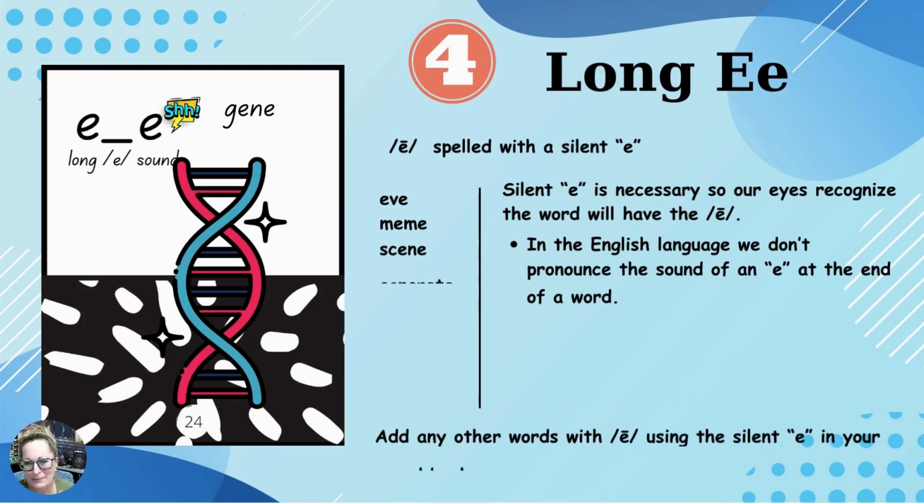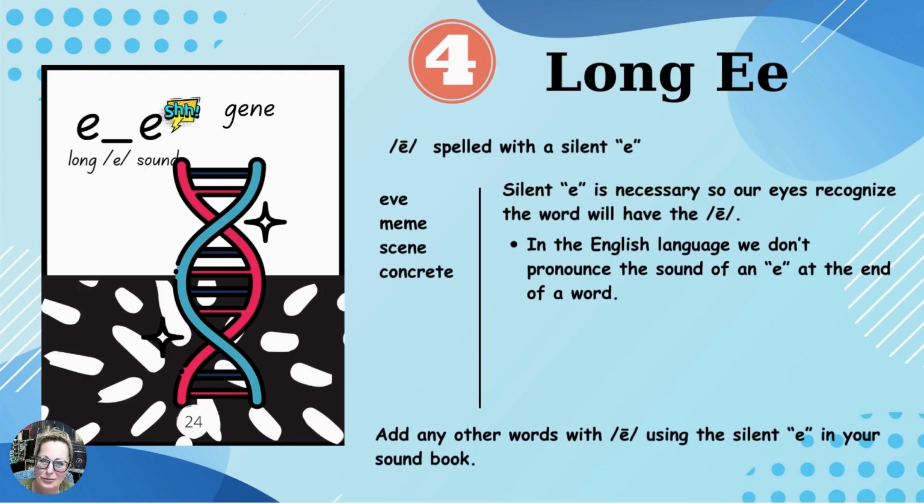Okay, here we go. Talking too much as usual. All right, the long E sound. These are going to be the words with the silent E. The sound card uses the word Jean, and we have Eve, meme, scene, and concrete. Remember to remind them that the silent E is there to let our eyes know that we're going to be reading that vowel as a long vowel sound. And remind them again that in English, we don't pronounce the E at the end of a word.